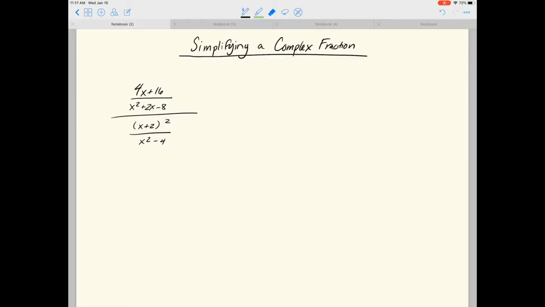So here's a quick example of simplifying a complex fraction. In this example specifically, it looks a little bit overwhelming, but what's actually going to happen is we're going to break it down into smaller parts. They're going to cancel out, and we're going to be left with something that looks a lot less stressful.